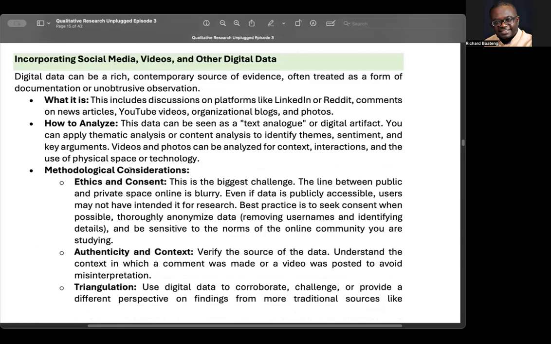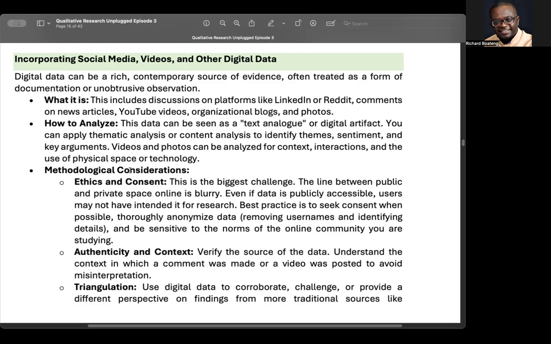This digital data can include discussions on platforms like LinkedIn, Twitter, Reddit, comments on news articles or blogs, YouTube videos, organizational websites, even photos shared online. Essentially, you often treat this data as a text analog, like a transcript, or as a digital artifact. And how do you analyze it?